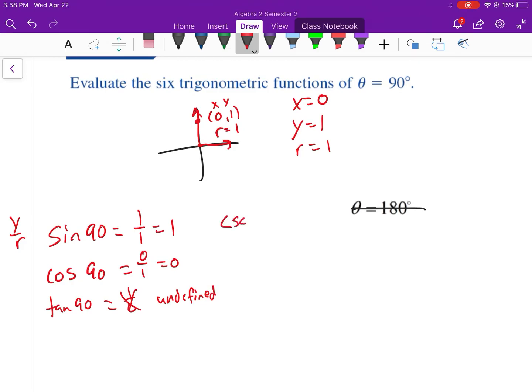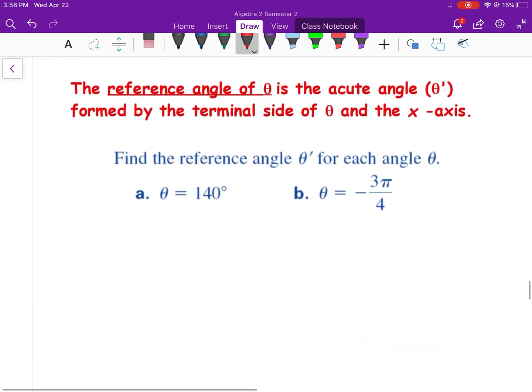Okay, and then cosecant of 90, r over y, which would be 1 over 1, or just 1. Secant of 90, r over x, which would be 1 over 0. Again, that one is undefined. And then finally, cotangent of 90 would give us x over y, which would be 0 over 1, which we can do. It's just 0. Okay. So evaluating quadrantal angles are a little tough. You got to think about it in terms of that x, y, and r. It makes it a little bit easier.